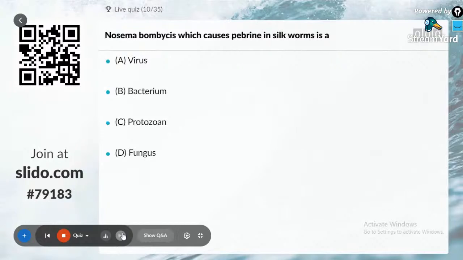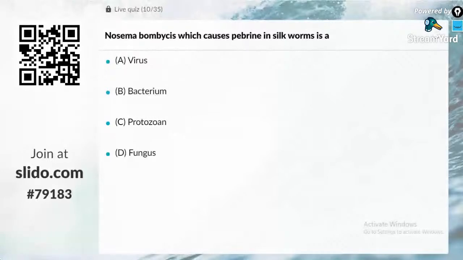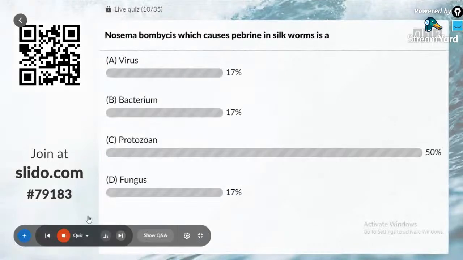Nosema bombycis, which causes pebrine in silk moth, is a... So Nosema bombycis is a particular organism that causes pebrine in silkworm, and which is a type of either virus, bacterium, protozoan or fungi. Very good, guys. It is a kind of protozoan. 11th one on the screen.